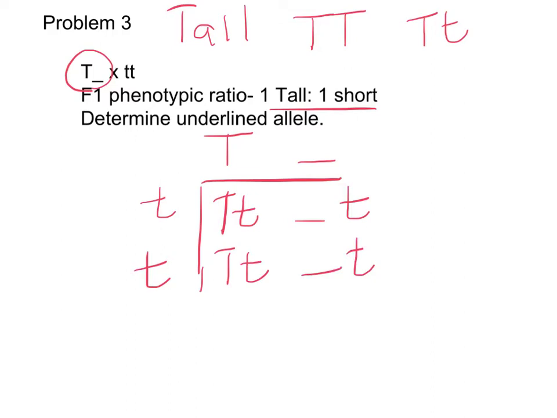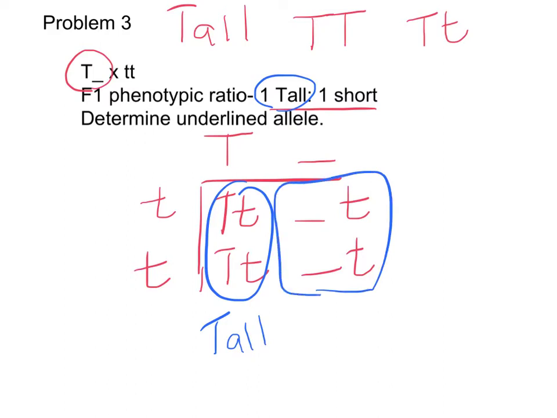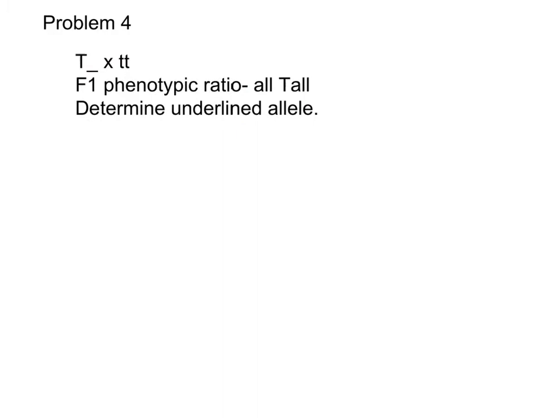Now we know we have a ratio of 1 tall, both of these individuals are tall, to 1 short. So we have 2 talls here, and both of these individuals have to be short. In order to be short, they must have 2 little t's, and so the little t must come from the parent. Problem 4 is simply the same as problem 3, except we're given a different phenotypic ratio for the progeny, but we would set it up the exact same way.